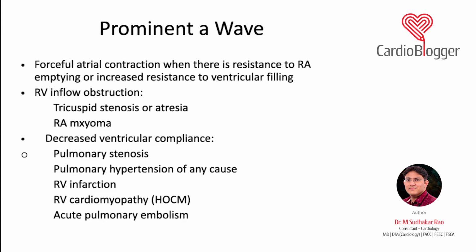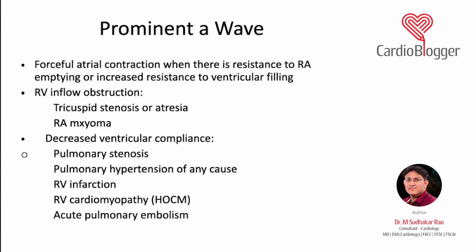Most common cause is PH. If somebody asks you what is the most common cause of a prominent A wave, it is pulmonary artery hypertension, because of which there is RV hypertrophy and RV compliance comes down. RA has to contract against a tight RV, a very low compliant RV, and that is why.